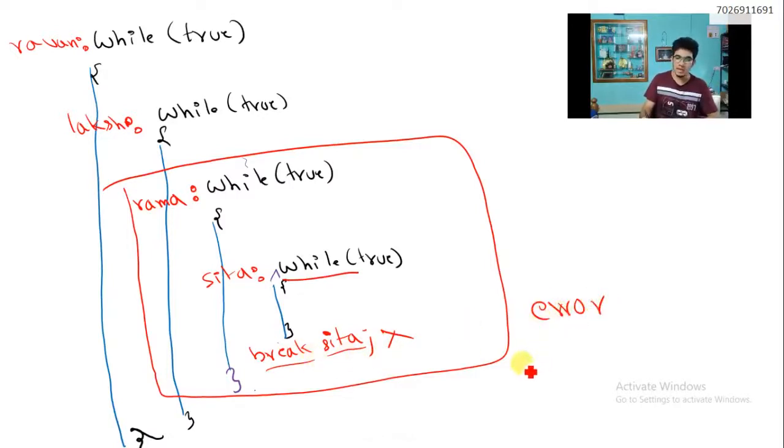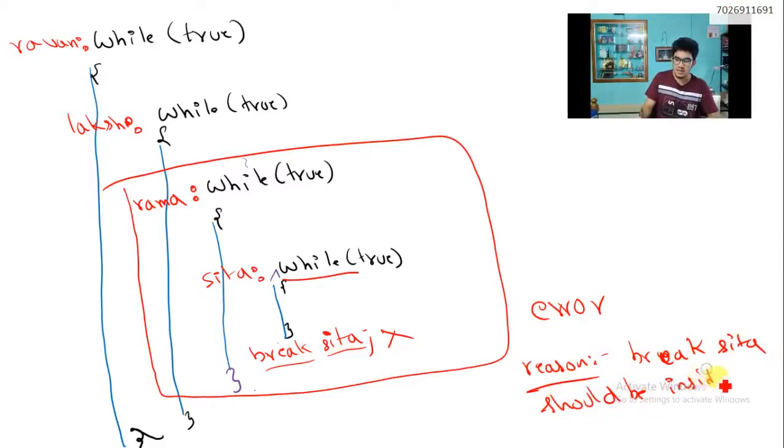What's the reason? The reason is break Sita should be inside the Sita loop. Actually it should be inside the Sita loop, not outside the Sita loop. So I hope this is clear, and you have taken the screenshot also.